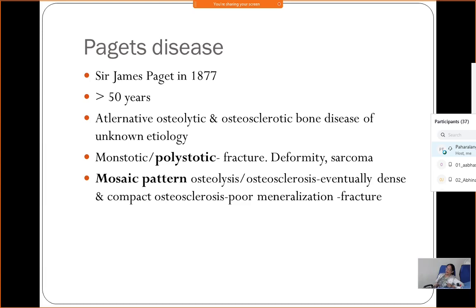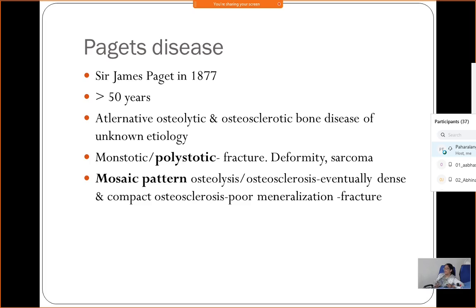What happens here is the bone undergoes alternating osteolytic and osteosclerotic activity. There will be first osteolysis followed by osteosclerosis, again osteolysis, osteosclerosis. It goes on like this, and the etiology is not known. It can involve one bone, when we call it monostotic, or it can involve multiple bones, when we call it polyostotic. The patient may come with a fracture or sometimes deformity.